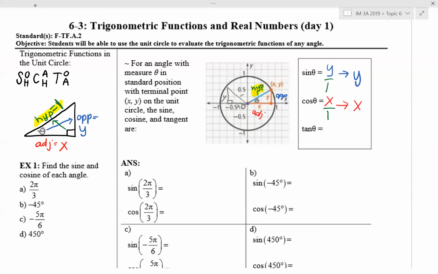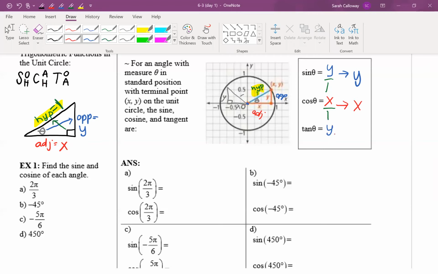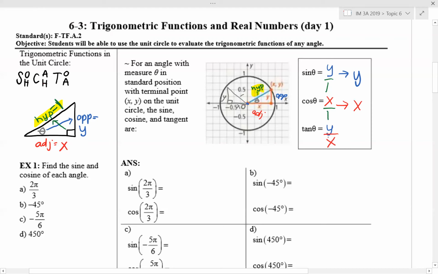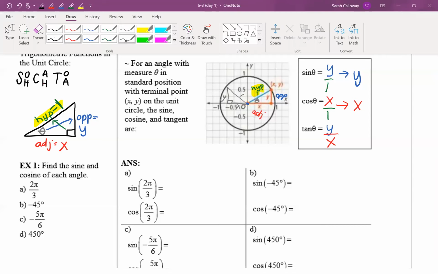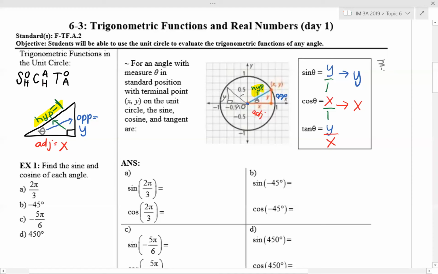Finally, we know that tangent is opposite over adjacent. So looking at our triangle, the opposite side is y over the adjacent side is x. And so to find tangent of a value on the unit circle, we will use the form y over x. So one thing that's important is that you need to memorize these because you will be quizzed on them. So we will practice with finding trig functions when the angle is inside the unit circle.